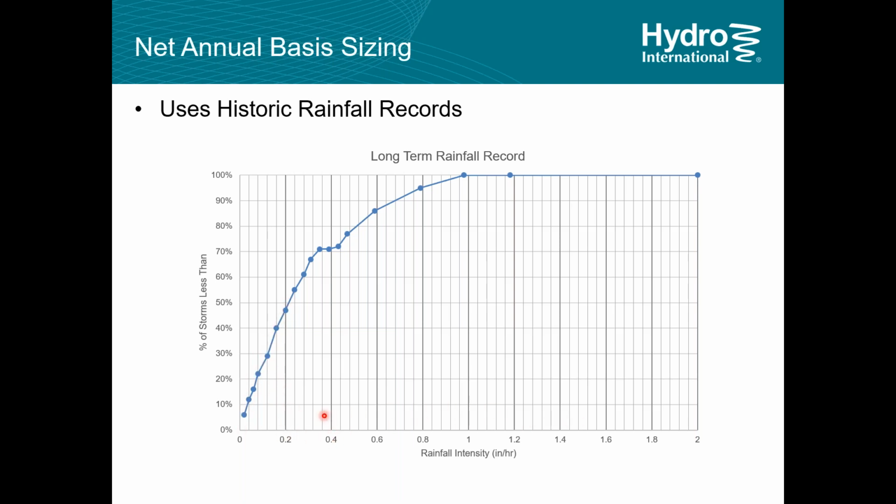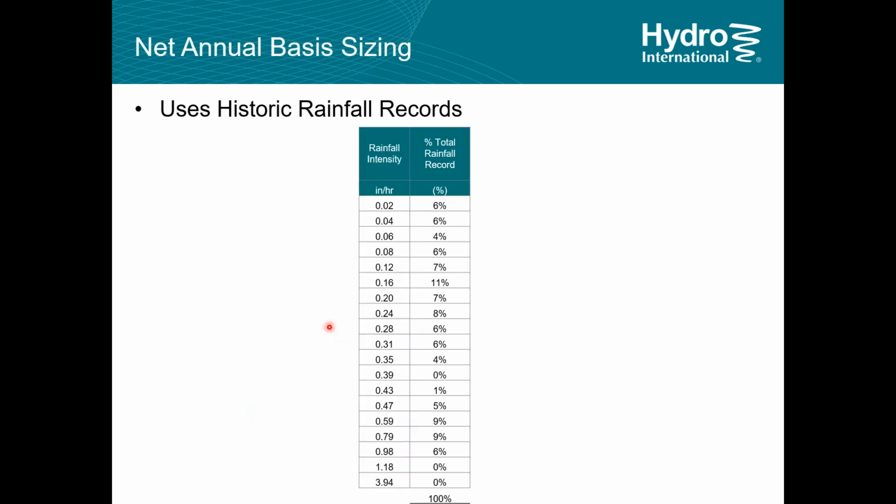So we can take all this rainfall record, all these different intensities and their percentages, and we can boil it down to, when we look at the rainfall station, a table. So to do a net annual calculation, and net annual calculations are written into quite a number of stormwater manuals, so this is not an uncommon sizing. This is quite a common sizing method. I can take my 0.02 inches per hour, and I can work out that it's 6% of the total rainfall record. And I can just keep doing that for different intensity bands. At 0.04, that's responsible for another 6% of the total rainfall. So I end up with this table.